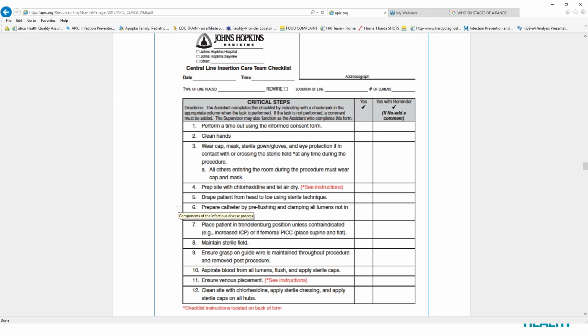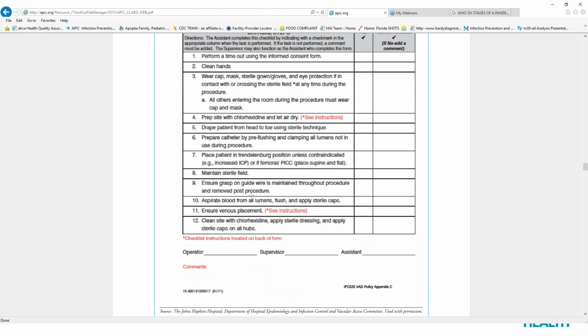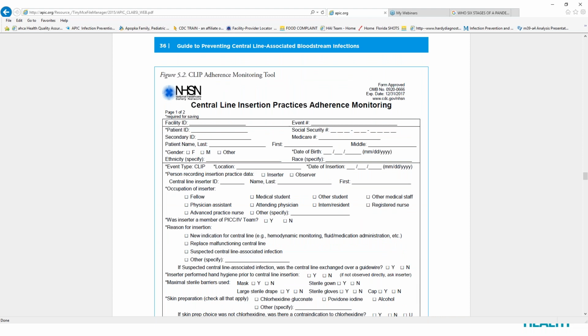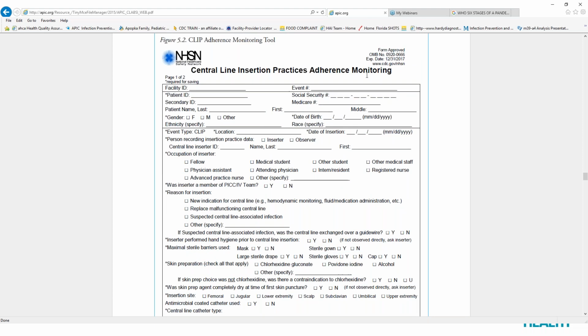You cannot do that. And so this is why we have all of these checklists and bundles and different things in place to ensure things are happening correctly, prepping the site with chlorhexidine and letting it dry, draping the patient from head to toe using a sterile technique. So this is really where our IPs are going to have an upper hand for this exam, because they're utilizing these checklists, whether it's this one or whether they're utilizing the NHSN central line insertion practices. They're going to be familiar with these different steps.